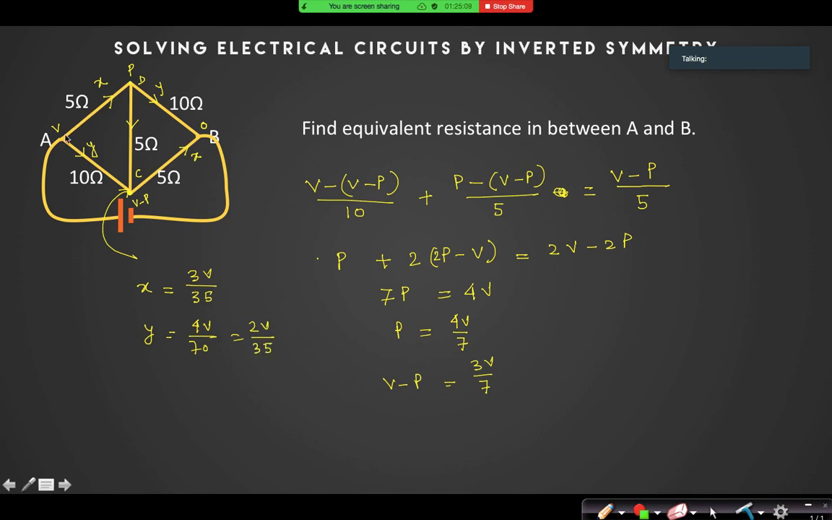So what is the total current that is crossing this junction? The total current is X plus Y. And what is the total current X plus Y? You can see it is 5V by 35, that means V by 7.